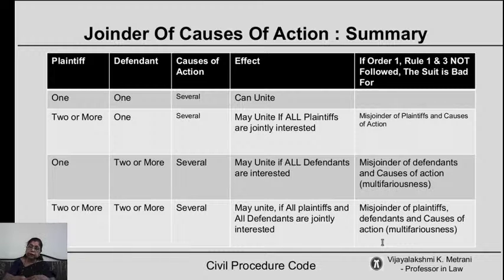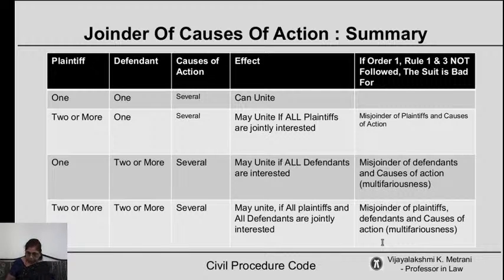So there are different suits that can be filed on this ground. You can have separate trials against the defendants separately, and the court can order separate trials. That is the importance. The court can order separate trials under Rule 6. So that is the summary of this particular provision.